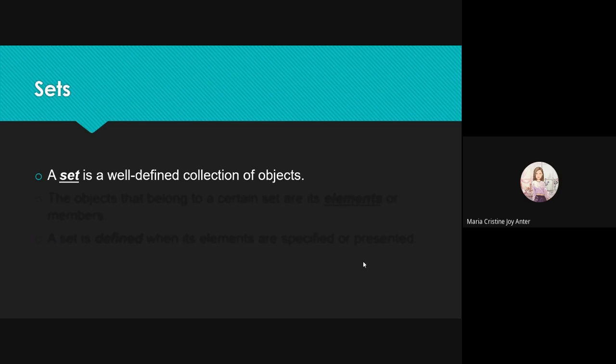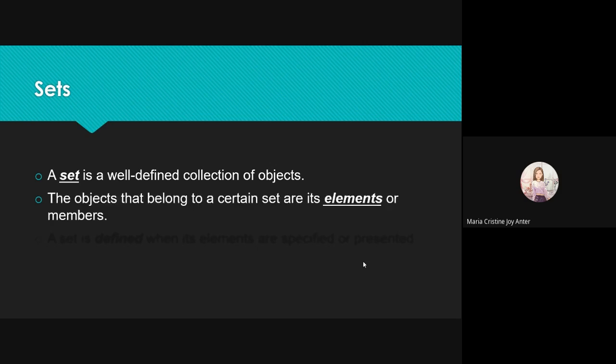Okay, so say for example, the set of all positive odd integers or the set of irrational numbers. So the description says what the contents of that set should be. Now, objects that belong to a certain set are its elements or members.